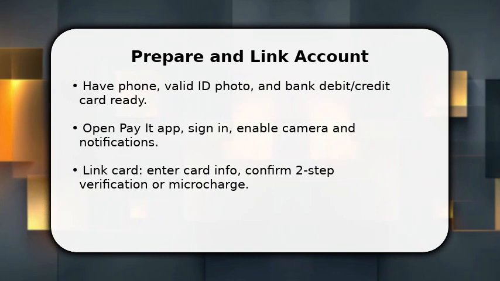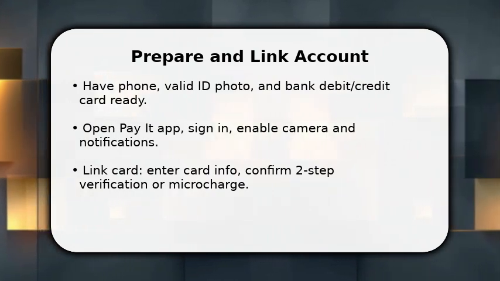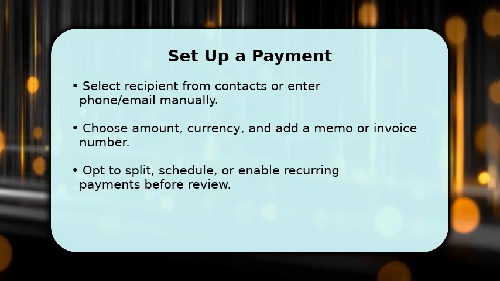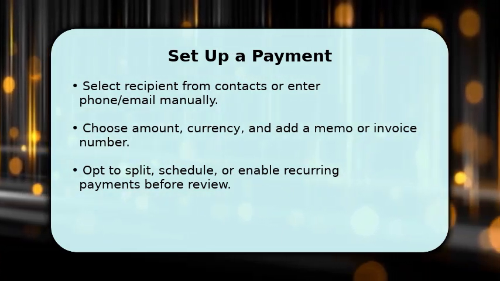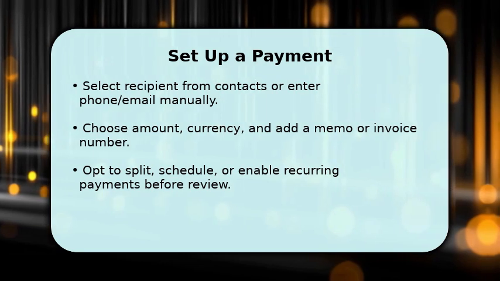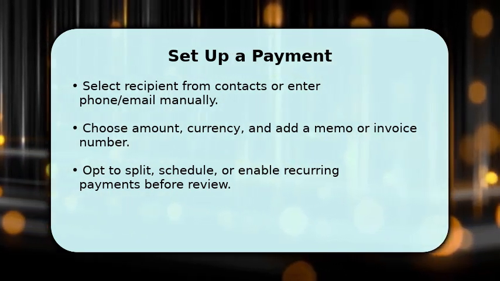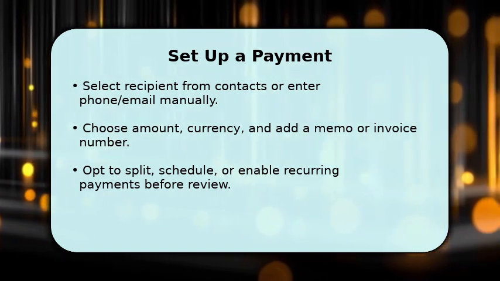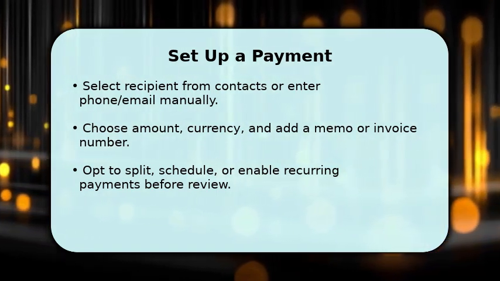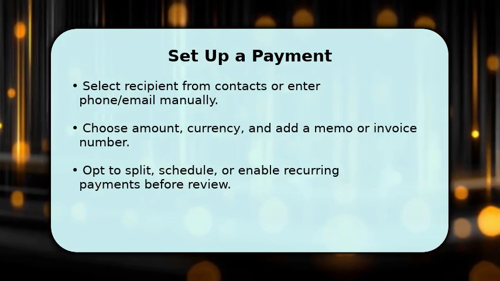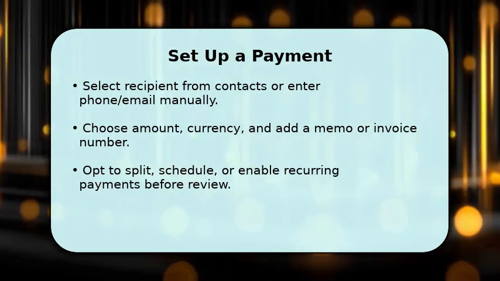You now create the payment. Pick a recipient from contacts or enter their phone or email. Choose the exact amount and currency, and add a clear memo or invoice number so both sides know what the payment covers. If needed, tap Split to divide costs among people, Schedule to set a future date, or Recurring to automate repeated transfers. Once done, review fees, source account, and delivery method so there are no surprises before you authorize.